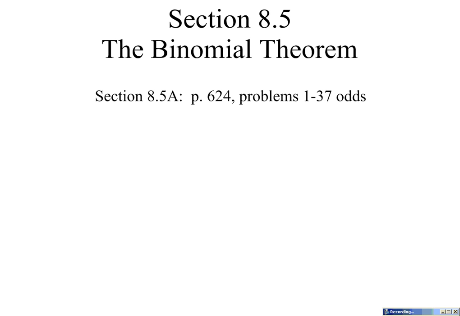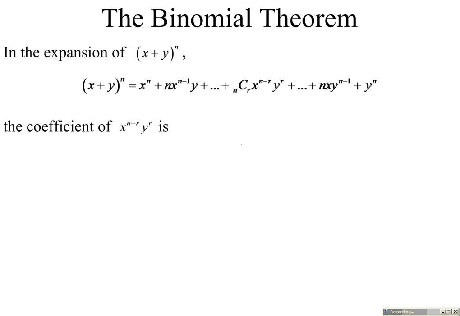Section 8.5a, the Binomial Theorem. In the expansion of (x plus y) to the n power, (x plus y)^n is equal to x to the n, plus n times x to the n minus 1 times y, plus so on and so forth, all the way down to y to the n power. The coefficient of x to the n minus r, y to the r is given by this formula.